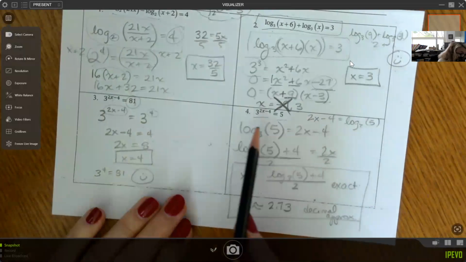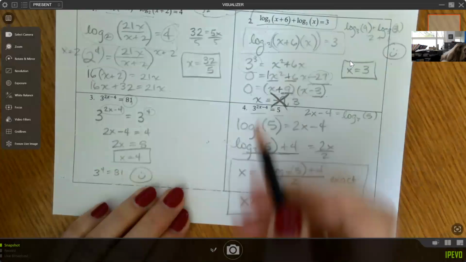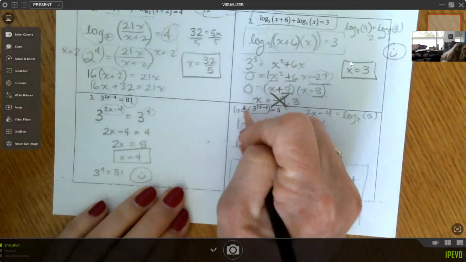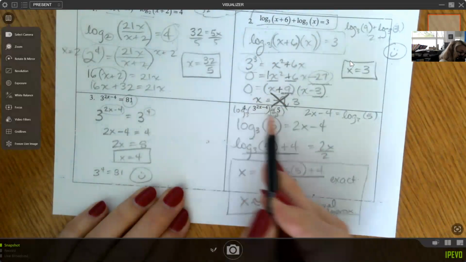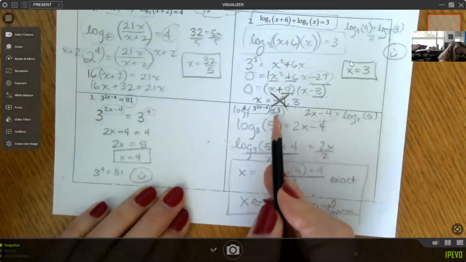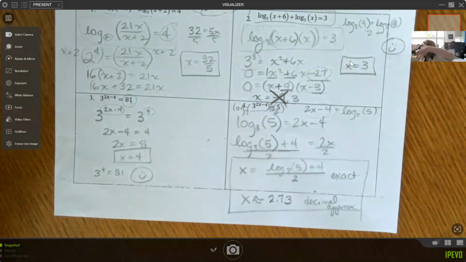For number 4, you wanted to take log base 3 of both sides. The reason you'd want to do that is because then this side's going to be just 2x minus 4. And the other side, you could put it in your calculator and get the decimal approximation, right? But does it make sense? Log base 3 of 5, that's the exact way to say a number. And we know that number is between 1 and 2, right? Because log base 3 of 3 is 1. Log base 3 of 9 is 2. 5 is a number in between 3 and 9.